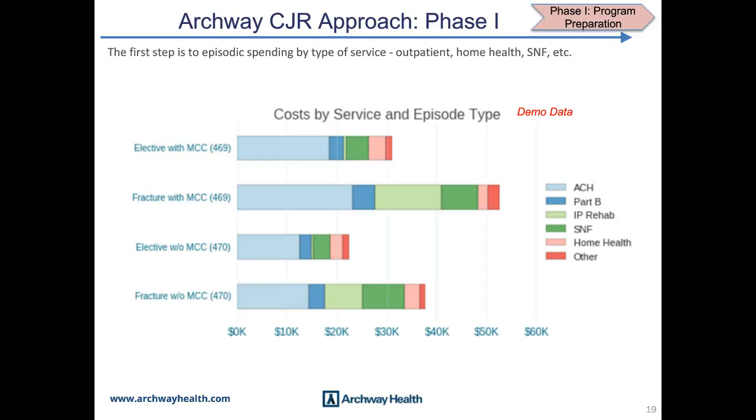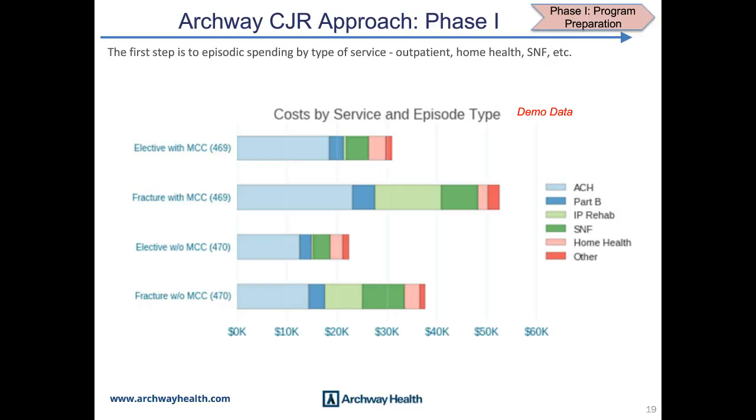There are 4 different bundle definitions in the program. In our experience, usually 90+% of the volume is going to be an elective 470s. It's an elective joint replacement without comorbidities and complications. And then understanding how much of the cost for those patients is in the acute, the post-acute with the physicians, inpatient rehab facilities, SNFs, home health, those types of things.